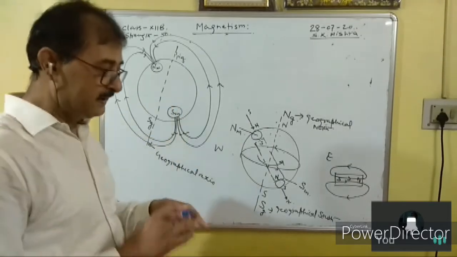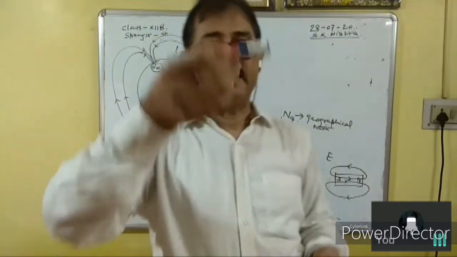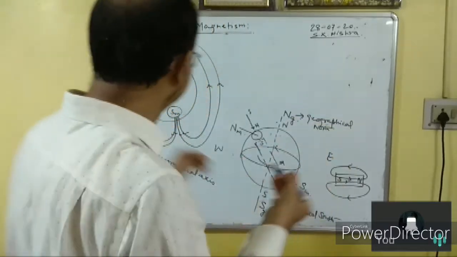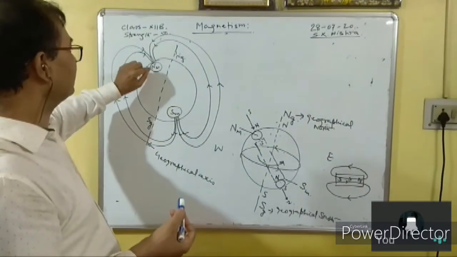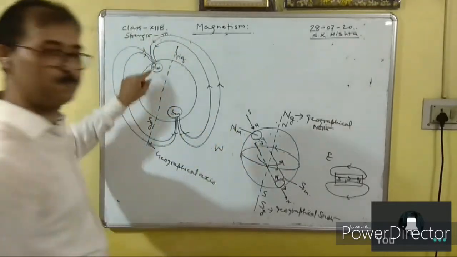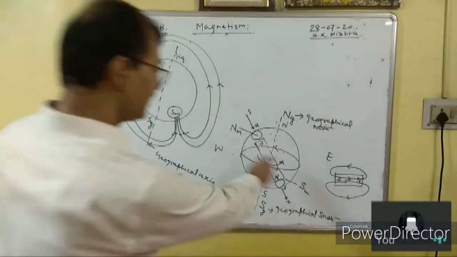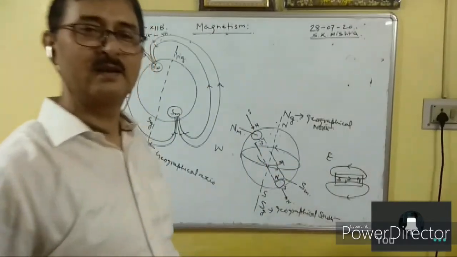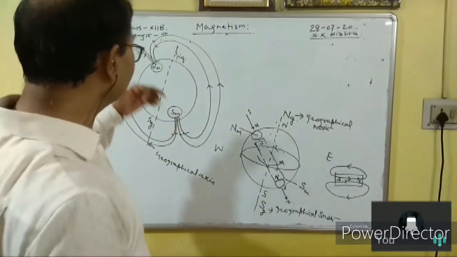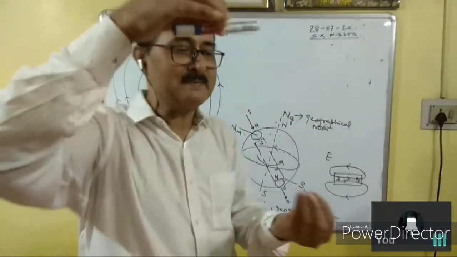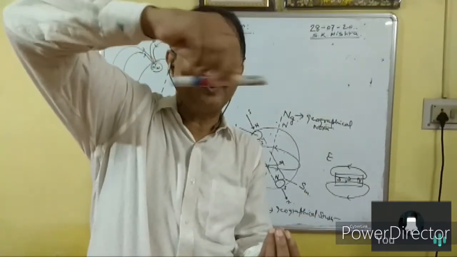So remember, this is actually true north. Geographical north is also known as true north, and geographical south, true south. This is magnetic north, and this portion is magnetic south. So it is a little bit confusing. You focus yourself: which one is magnetic north? Which one is magnetic south? Forget about this portion, it's not required.